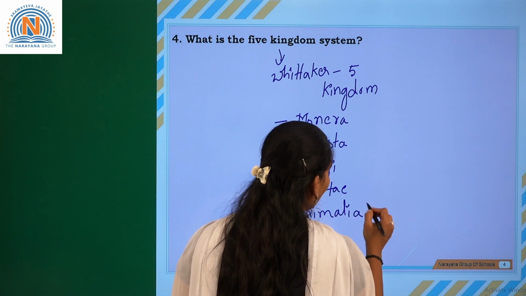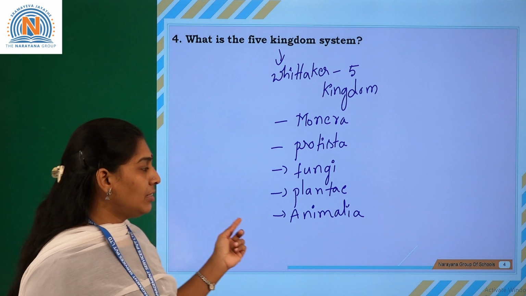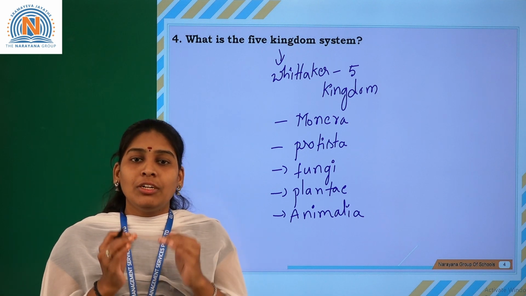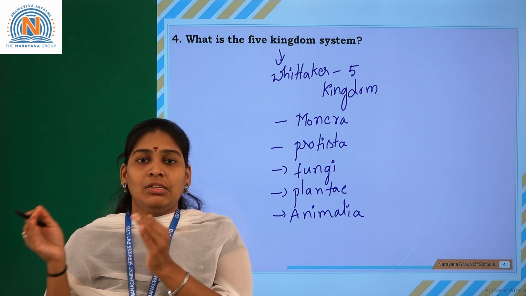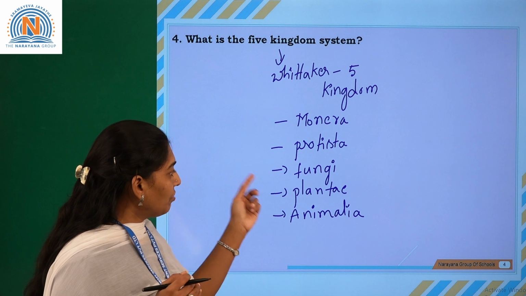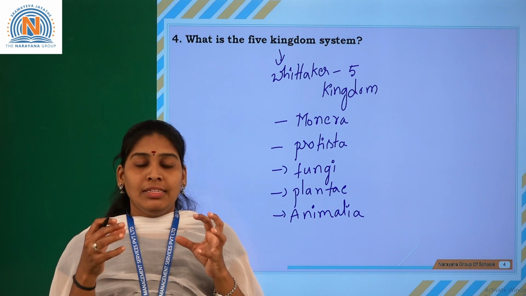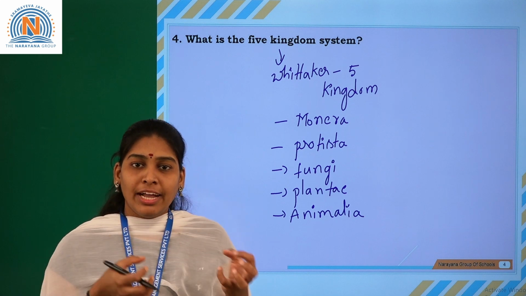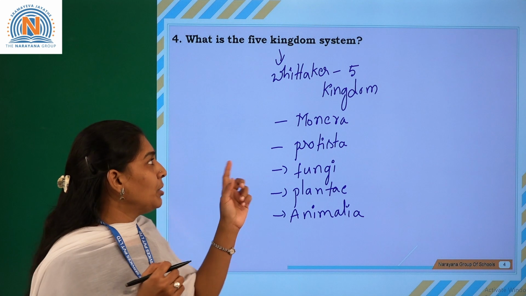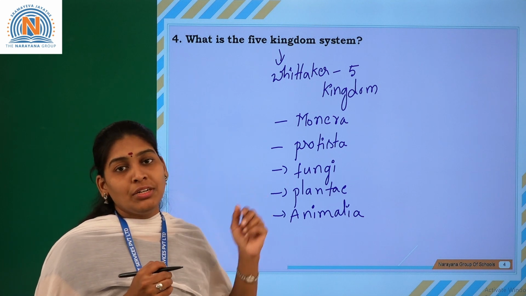Among all the scientists, he has been considered the father of the classification, because he organized and grouped organisms into the categories Monera, Protista, fungi, plantae and animalia. He placed certain kinds of organisms in a proper way. So he has been considered the father of classification, and he got a Nobel Prize also.